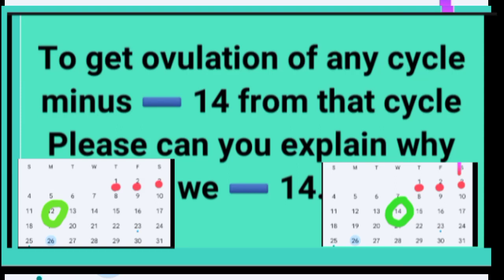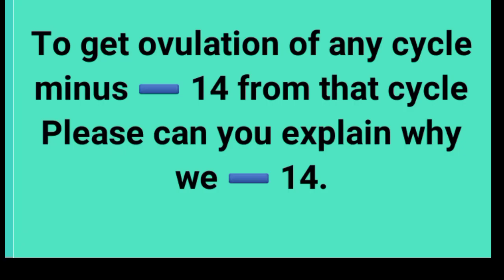During the calculation of your menstrual cycle, you get your ovulation by taking cycle minus 14. So you take the cycle minus 14. Let us do an example here. Which therefore means if you are a 28-day cycle, it will be 28 minus 14. Answer will be 14.